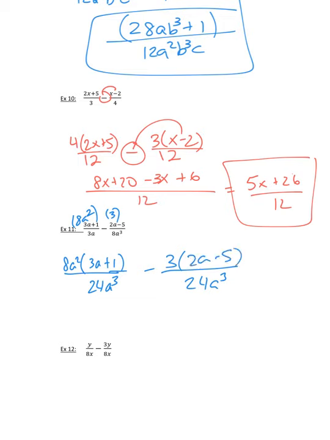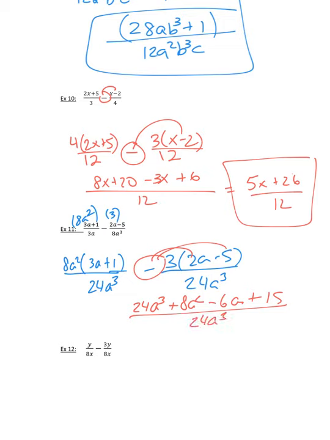Again, though, remember it's not really 3, it's really negative 3 distributing in. So I have 24a cubed plus 8a squared minus 6a plus 15 all over 24a cubed. And this is going to simplify into 24a cubed plus 8a squared minus 6a plus 15. There's nothing to be done there, over 24a cubed.